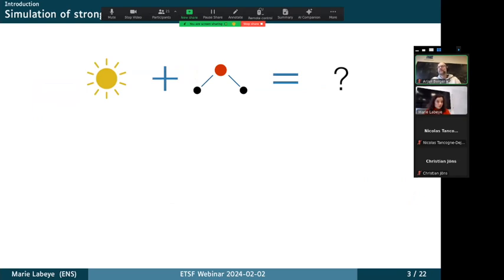What do I want to study? I hope you see the titles of the slides. Well, I want to study light and matter interaction. So obviously, that's what you see when you send light on matter.